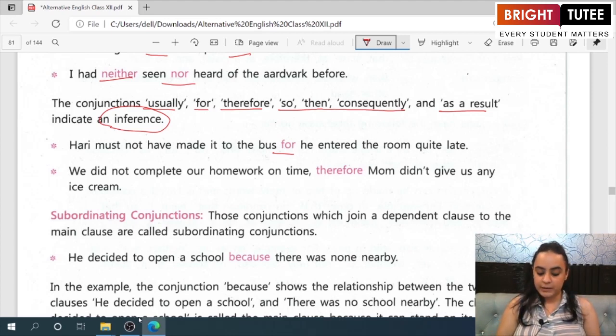We did not complete our homework on time. Therefore, mom did not give us any ice cream. So what was the result of you not having completed your homework on time? Your mother did not give you any ice cream. So this is about the coordinating conjunctions.